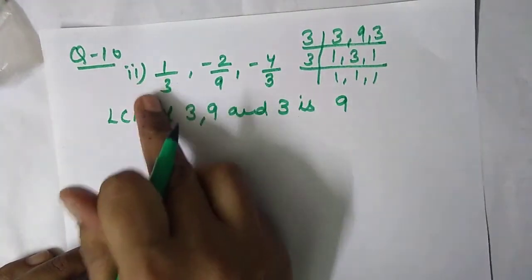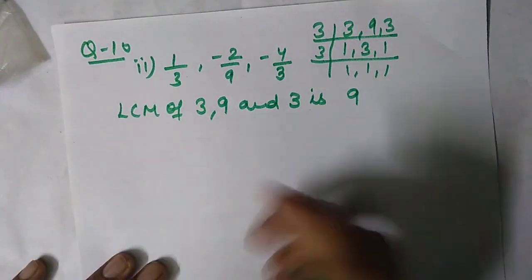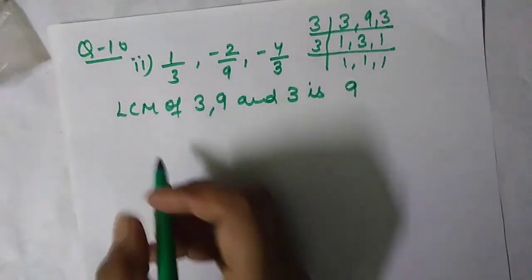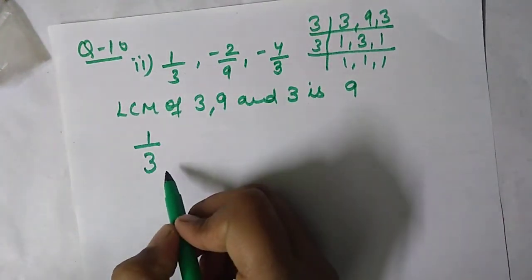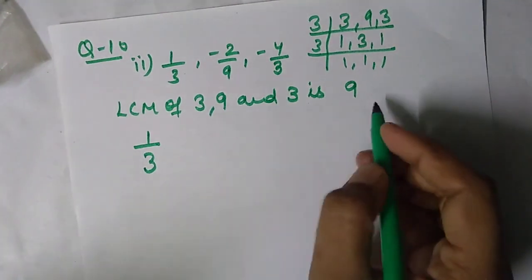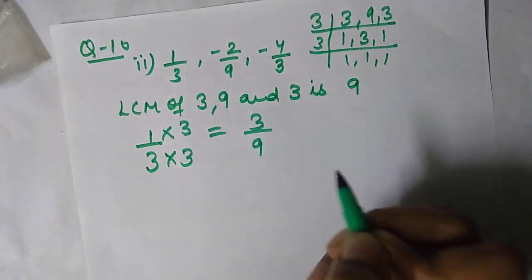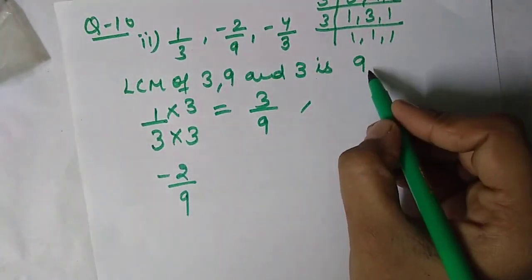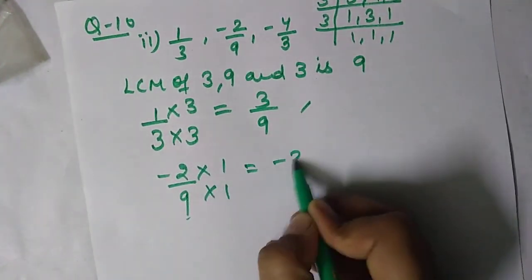Now I have to make each fraction's denominator equal to the LCM. For that I have to multiply the numerator and denominator by such a number so that the denominator will be 9. So first I am taking the first fraction, 1 by 3. By which number should this fraction be multiplied so that the denominator will be 9? It is 3. Multiply the denominator and numerator by 3. So it is 3 by 9. Now come to the second fraction. This is minus 2 by 9. I have to make the denominator 9 and this is already 9. So I will multiply it with 1 only, so it will remain the same.